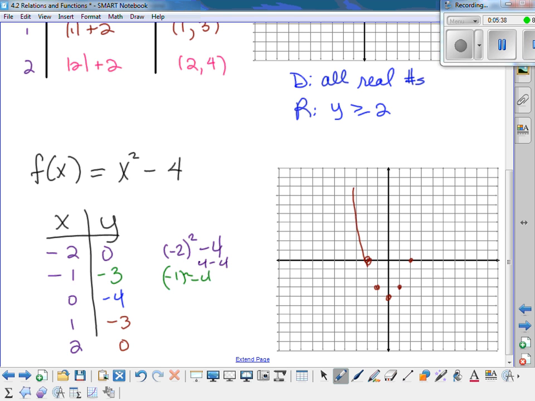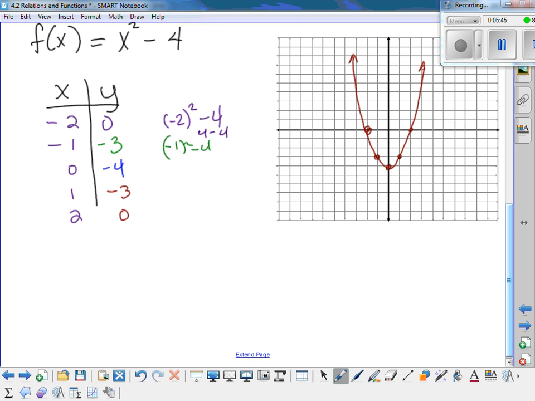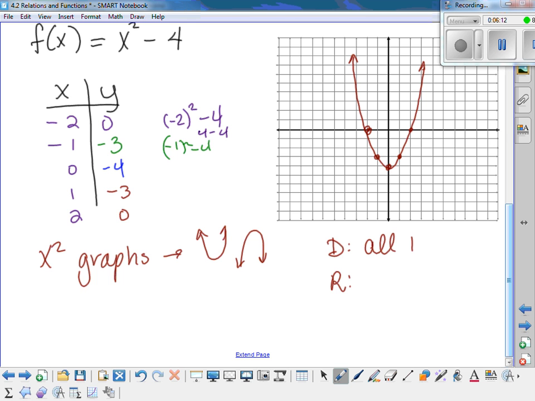Now it's making kind of a U shape. So whenever you graph an x squared graph, it should come out either as a U going upwards or a U going downwards. And let's talk about the domain and range on this one too. Okay, so is there a limit as to how wide it's going to get? Could it go infinitely? Yes, it can. So the domain is all real numbers.